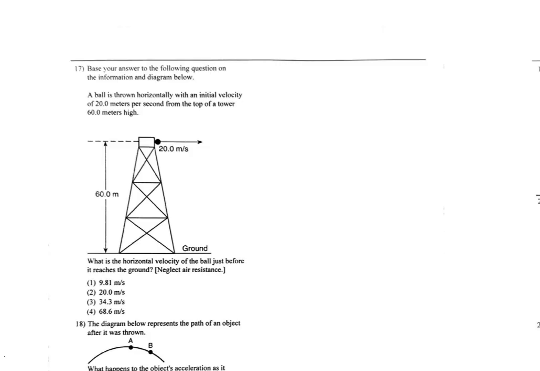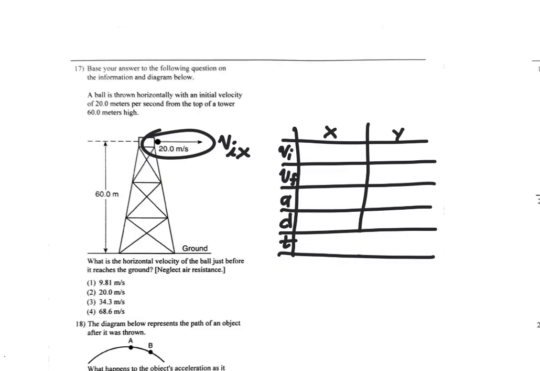So 17, we're dealing with a projectile, so horizontal projectiles. Things that we know: the velocity of the projectile is 20 meters per second. That's the initial velocity, but it's the initial x velocity. We need to keep our x and y velocity separate. The x velocity itself is constant. And so we write down our givens, but for projectiles, for two-dimensional motion, we have both x and y motion. So we have an initial x velocity of 20 meters per second. We have an initial y velocity of 0 because it's entirely horizontal.